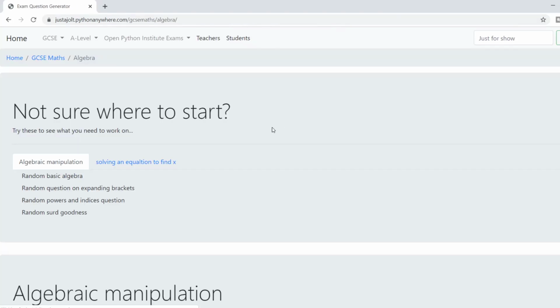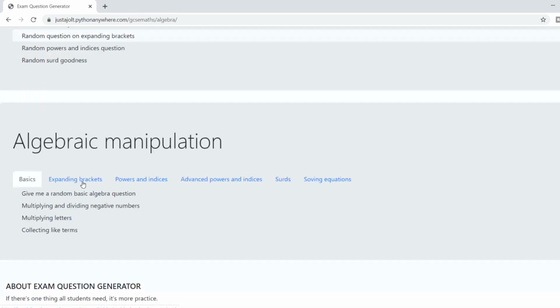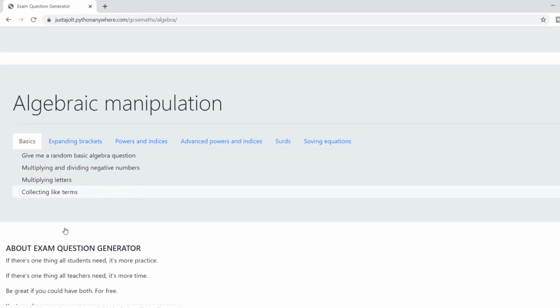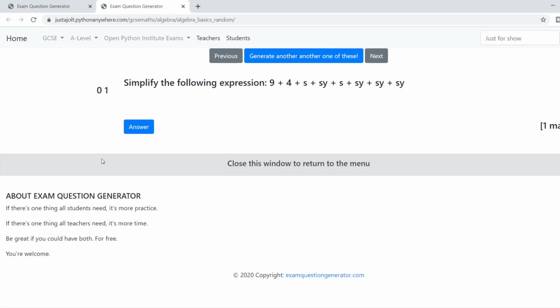Let's go to algebra. We've been looking at some basic algebra stuff, namely yesterday we looked at dividing negative numbers, multiplying letters, and collecting like terms. So we're going to have a few quick random questions on that to begin with. Simplify the following expression. Take some time to write this down. I'm going to write this down on the board.